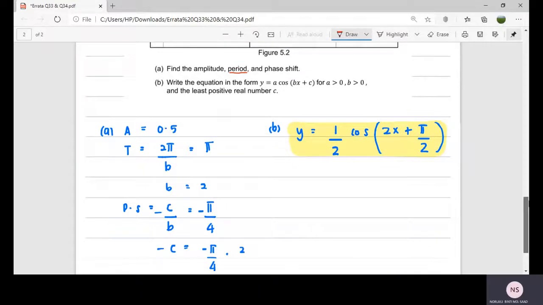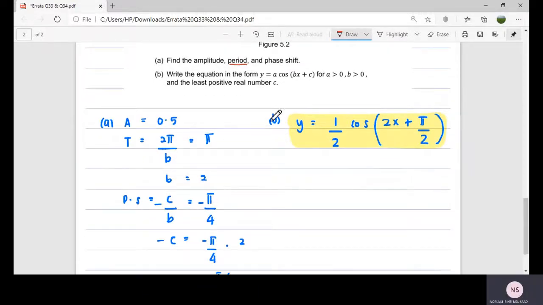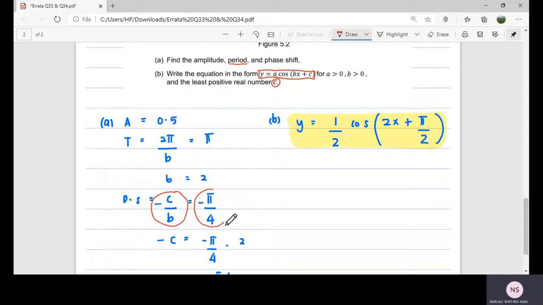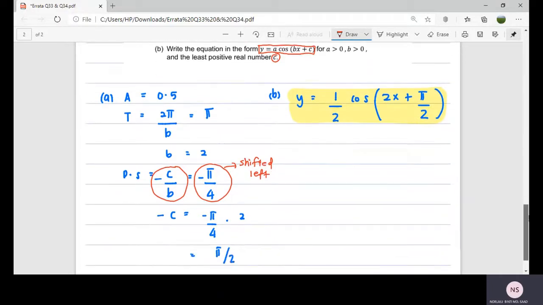when we substitute with negative C over B, because in the second question, we want to find it in terms of A cos Bx plus C. C must be positive. So that's why we need to use the formula negative C over B, and it equals the negative pi over 4. Okay, we know that this graph is shifted to the left by C over B. Shifted left. And then we find the value of C.